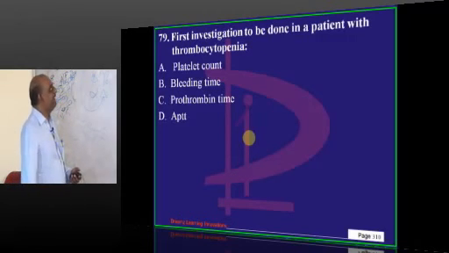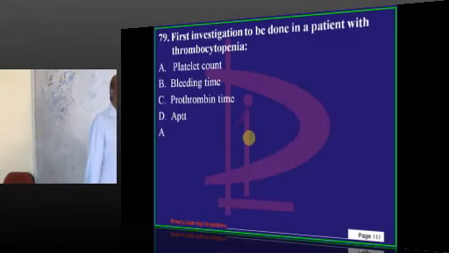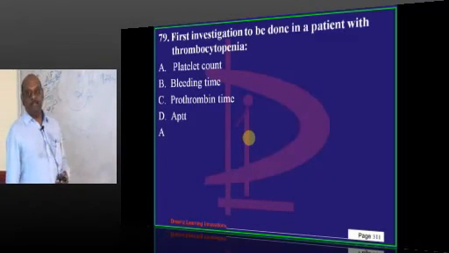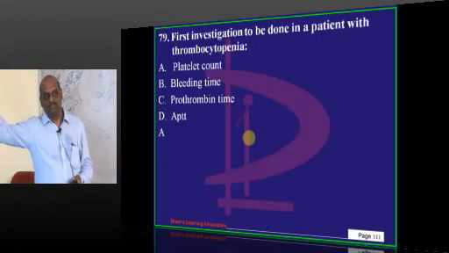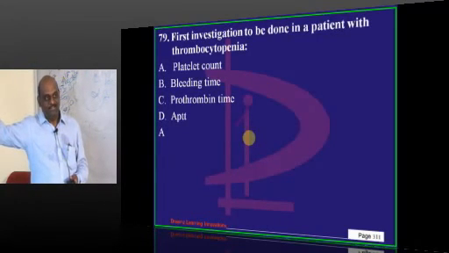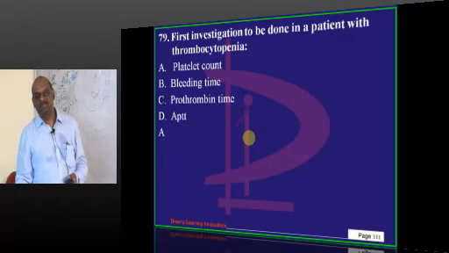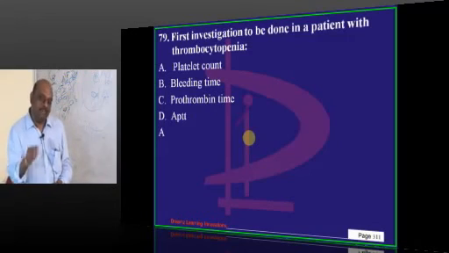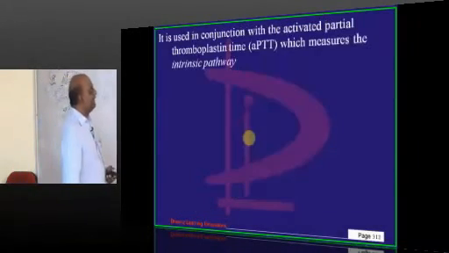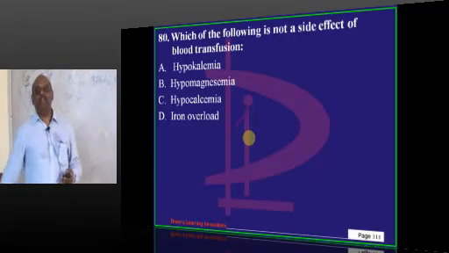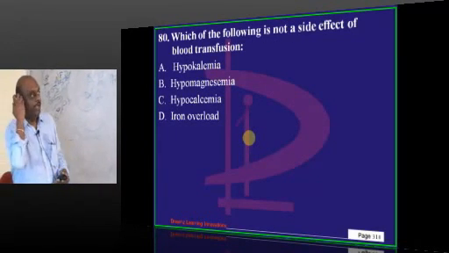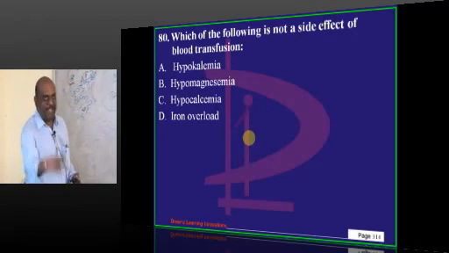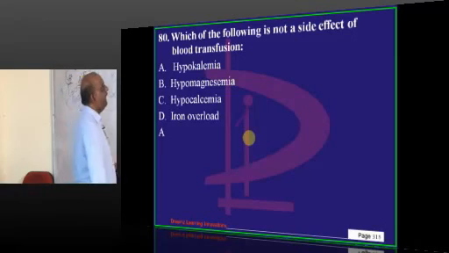So don't overread. Then, what is the first investigation? Thrombocytopenia? Another idiotic question. If thrombocytopenia is there, will you do a lipid profile? You won't, no? You will do a platelet count. So if you know thrombocytopenia means low platelets, we will pass you, doctor. So, which is not a side effect of blood transfusion? If you give blood transfusion, there is hemolysis and release of intracellular ion, potassium, and it leads to hyperkalemia, not hypokalemia, is what you have to basically remember.